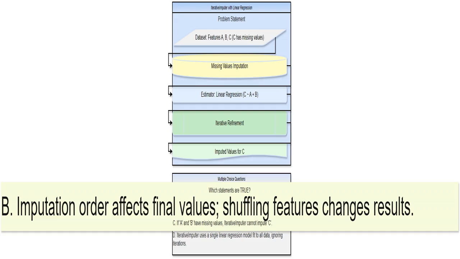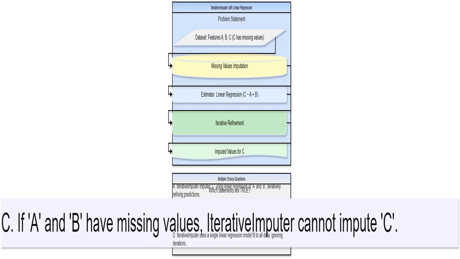I see this statement as absolutely correct, because the iterative imputer works iteratively. The order you fill in the missing values influences the model's next steps. Think of it like a chain reaction, each step depends on the previous one. Therefore, a different order would lead to distinct outcomes. I'd say this statement is incorrect.